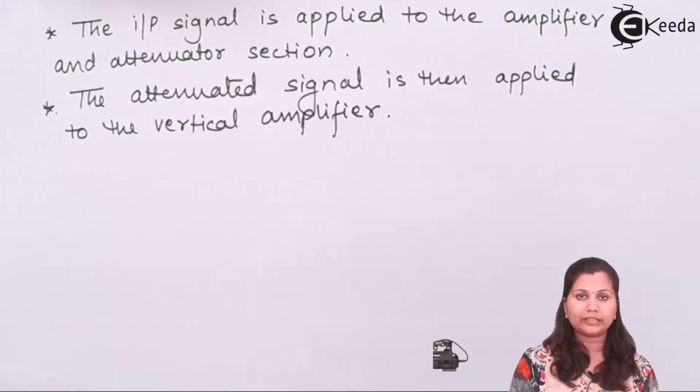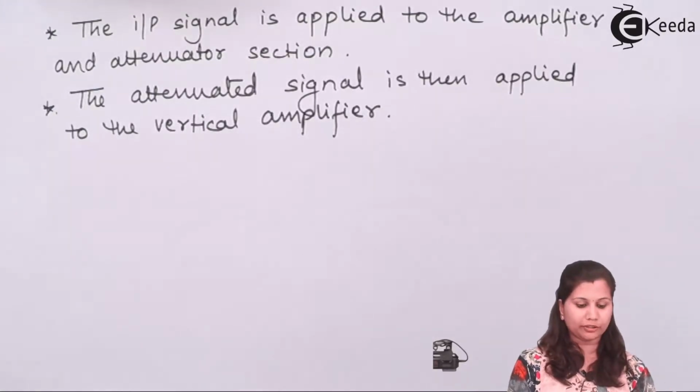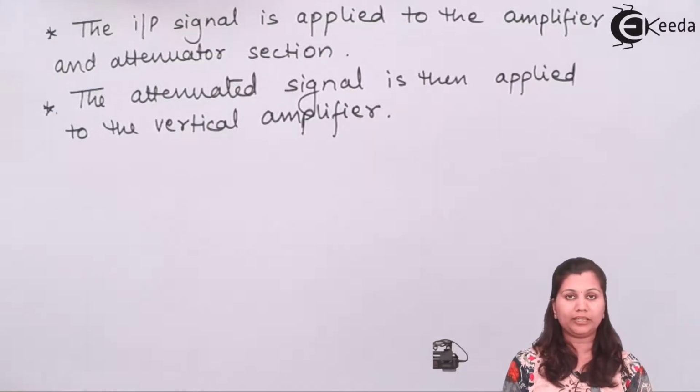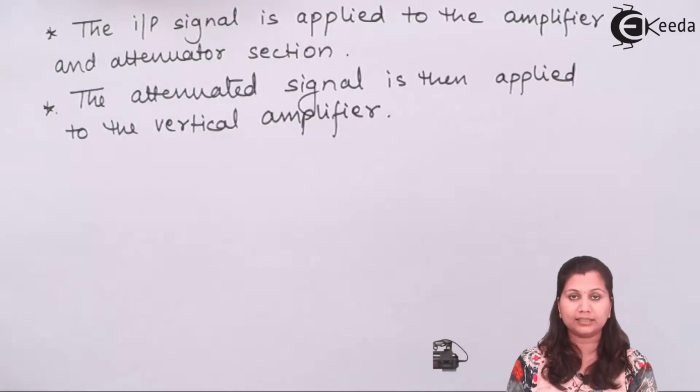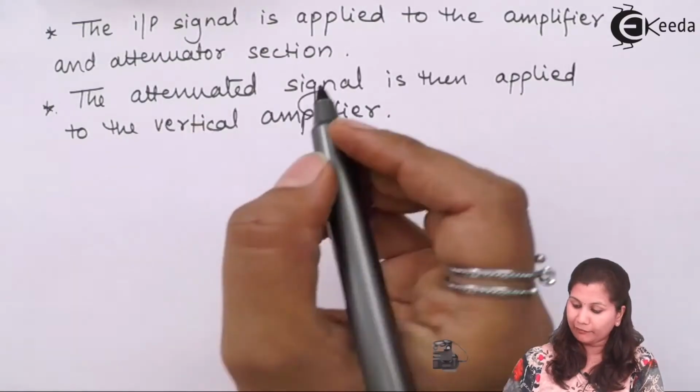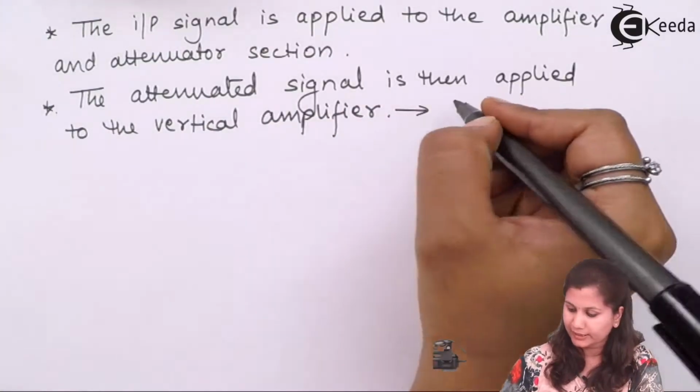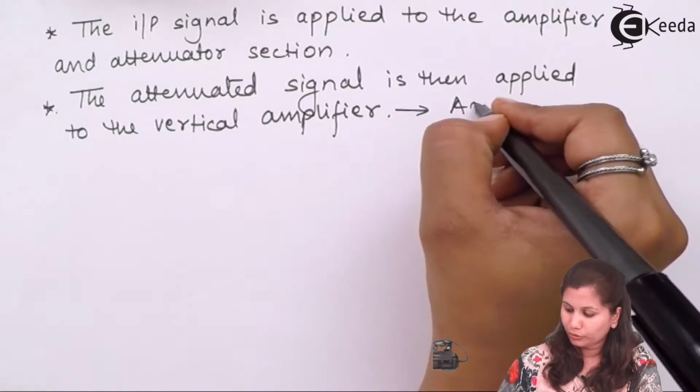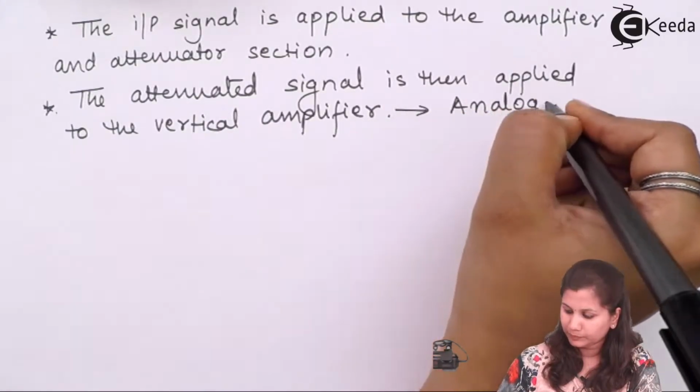So first the attenuator is there. After coming out of the input attenuator, we will have the attenuated signal. This attenuated signal is then given to the vertical amplifier, which is going to amplify it, and after the vertical amplifier it is given to the analog to digital converter.